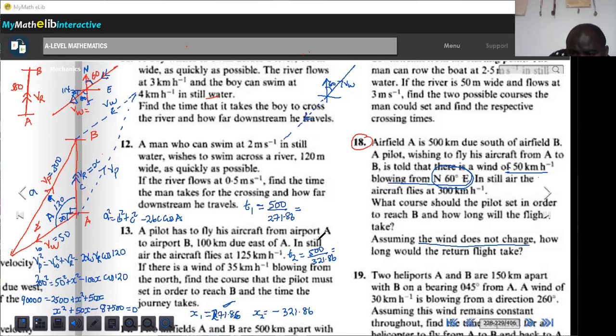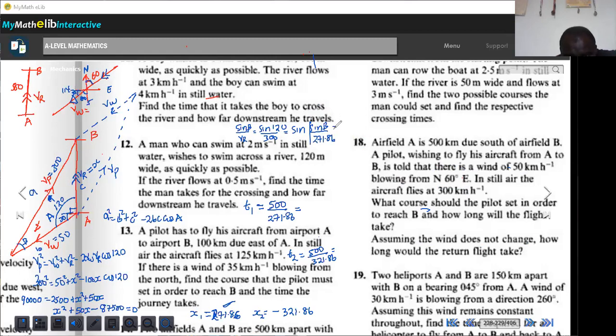So they have said, how long would the return flight take? The first question said, what course should the pilot set? All those can now be answered. What course? Did we get the course? We have not yet got the course. The course, we can assume it's this one. Let's assume it's beta. Then we use sine beta over VR is equal to sine 120 over 300. VR, we have got 271.86. Let's use these two. So one can say sine beta over the first VR, 271.86, is equal to sine 120 over 300. Can you get me beta?